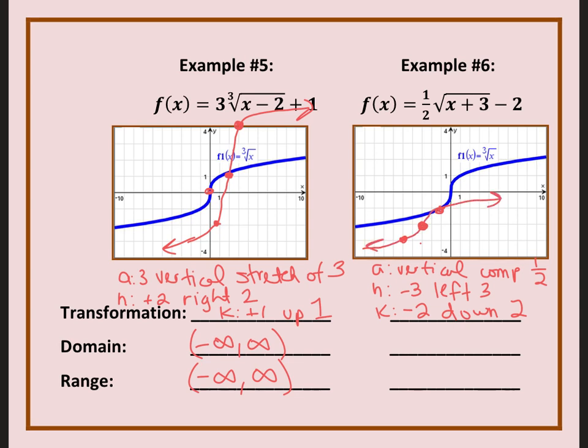Okay. Now this graph is actually a vertical compression of the parent function. Remember that domain and range don't change, but I'll go ahead and write this one in inequality notation just so we can practice both notations. Hopefully this video helped you understand transformations of a cube root parent function and the domain and range.